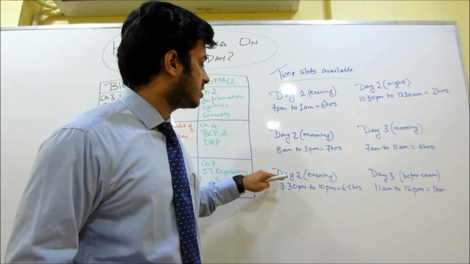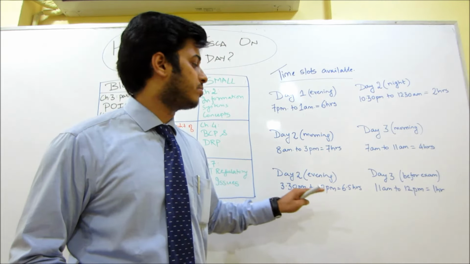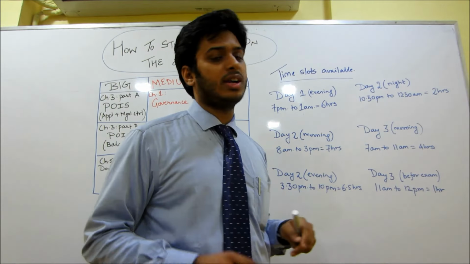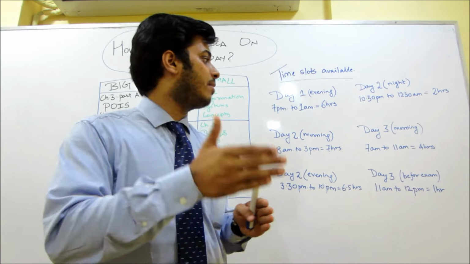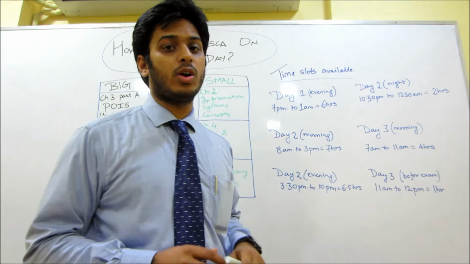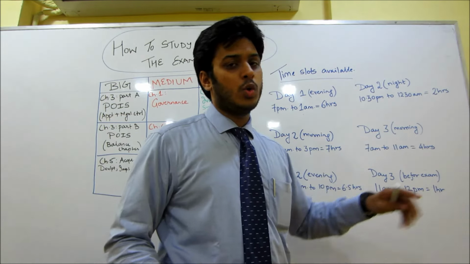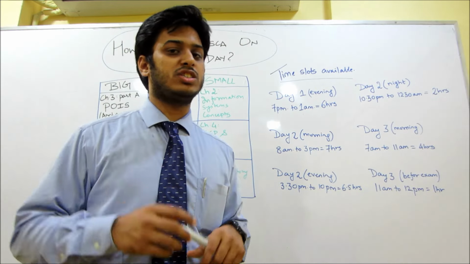Your slot 3 is day 2 evening, from 3:30 p.m. to 10 p.m. I am calling this the evening slot. Then you have the day 2 night slot, from 10:30 p.m. to 12:30 a.m. Now after you sleep, you will get back the next day, from 7 a.m. to 11 a.m. That will be your slot number 5. And finally, slot number 6 will be from 11 a.m. to 12 p.m. Now, how to manage your time in these 6 slots? Let's see.